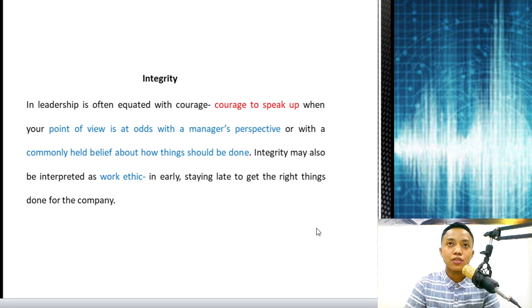hindi po yung to provoke him or her. Hindi po natin siya ganyan. Kinakailangan po na kung ano po ang ating pananaw, let us discuss it. I-open mo, but in a polite way. Kinakailangan po natin ang integrity, lalong-lalo na po sa ating leadership.